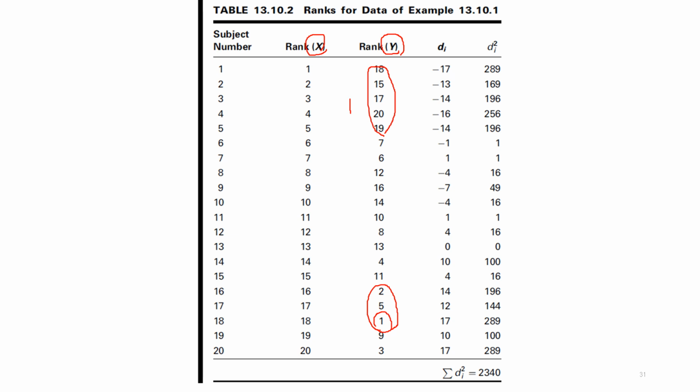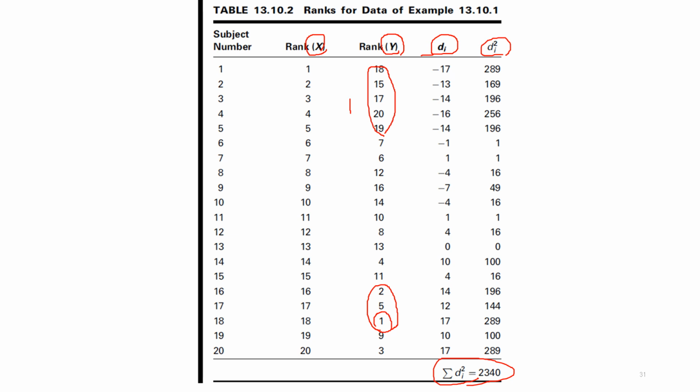Anyway, we have the ranks here, so we look at the difference between the ranks. So 1 minus 18 is minus 17. In this way, we calculate the difference for the rank. Then we put the squared value for this one, this d squared. Then finally, we add up all the values.